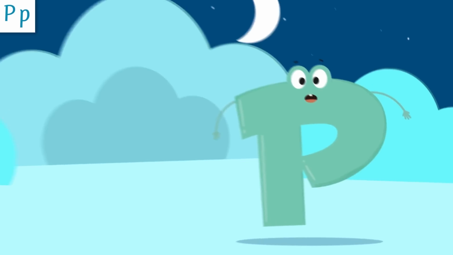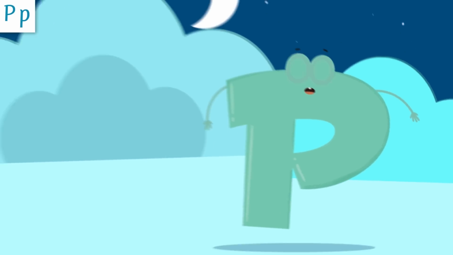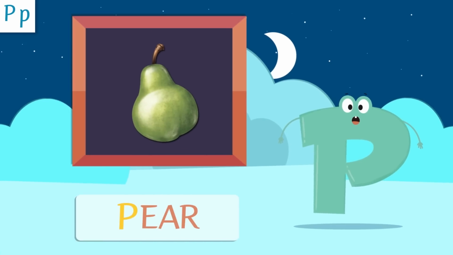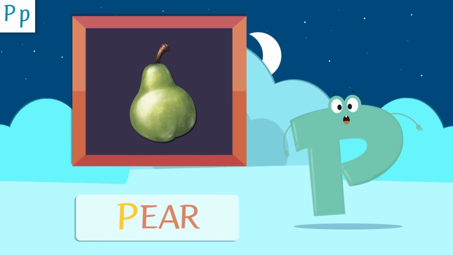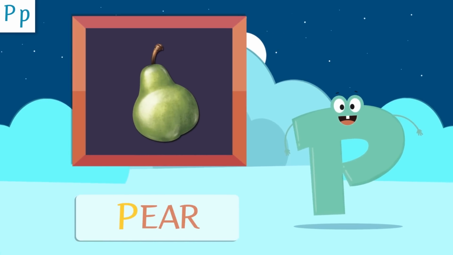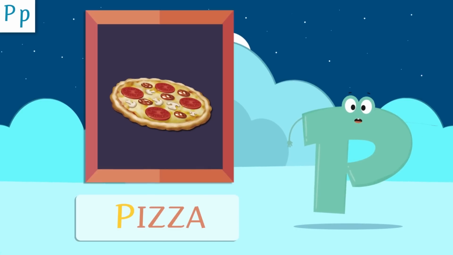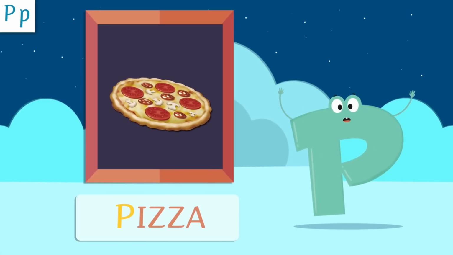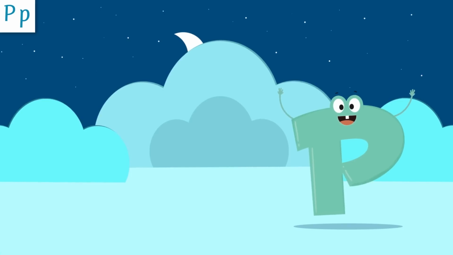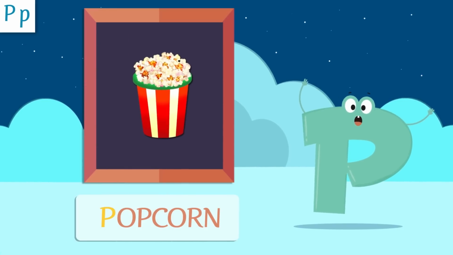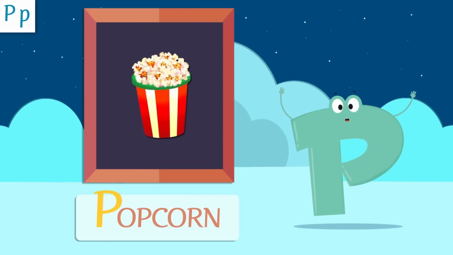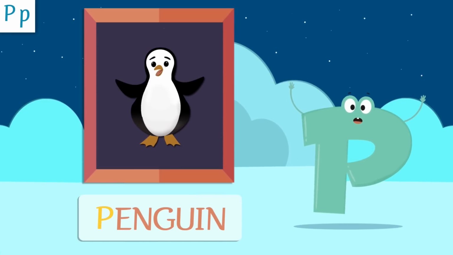Let's look at words I'm in. Pear starts with P. I love pears, don't you? Pizza also starts with P. Did you know pizza came from Italy? Popcorn! Yum! What does popcorn start with? P! Perfection! Penguin also starts with a P!